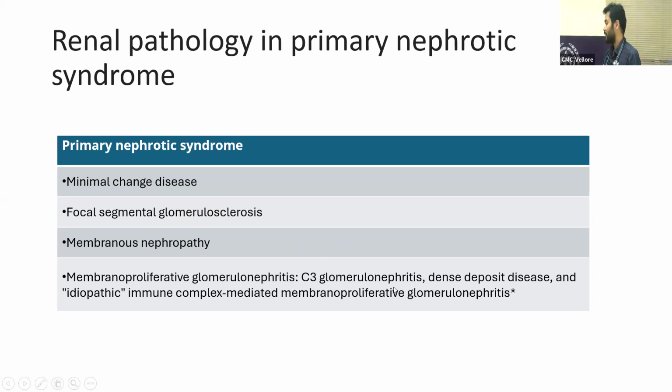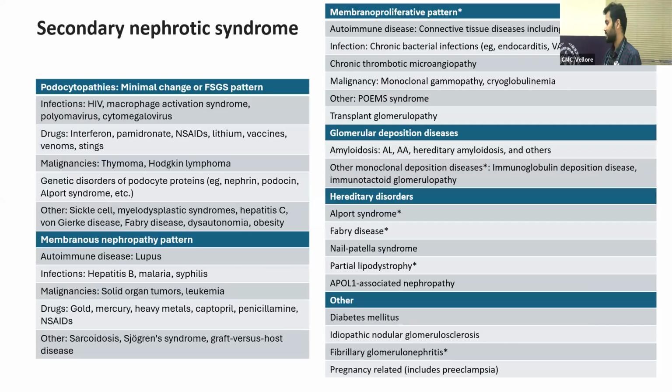Actually, here the problem is in the complements, not in the circulation. Actually, these are complement related factors in the podocytes. Okay, that's why it is considered as a primary. But this can happen in systemic deficiency also. So, what are all the secondary causes of this nephrotic syndrome?